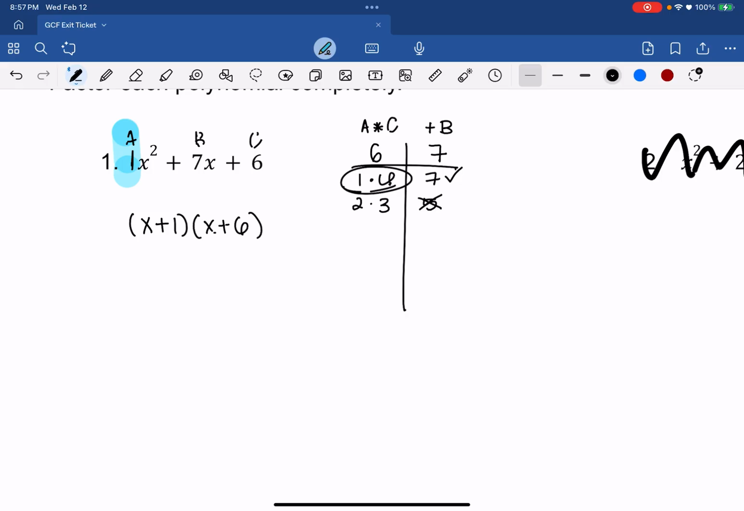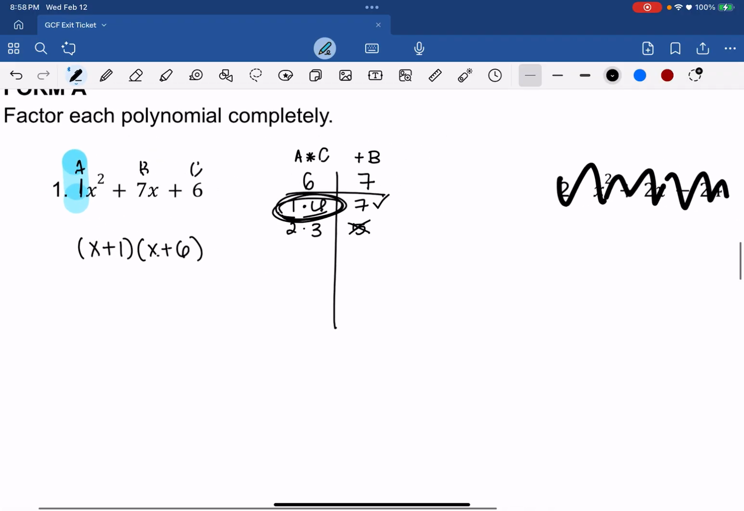I am okay with you using this shortcut for your quiz as long as a equals 1. Please do not mix that up when a isn't 1. So when a is 1, so when x squared is just x squared, you just have to figure out what multiplies to c and adds to b. And whatever you get is your answer. So if it's a negative number that you get, it's x minus that number.